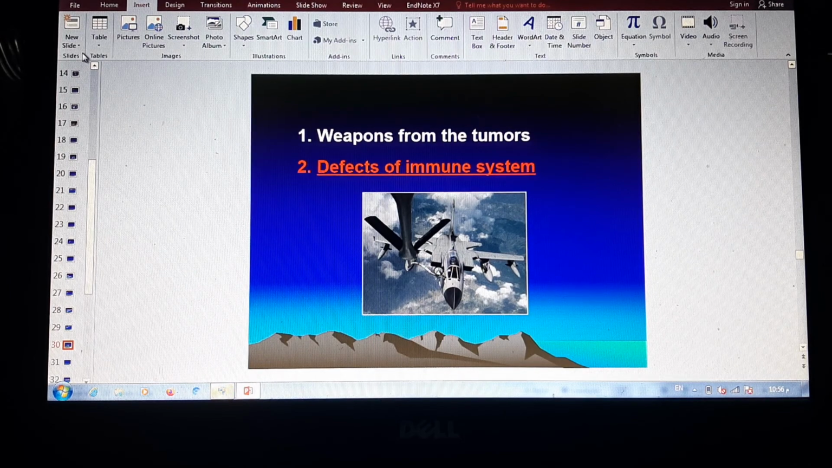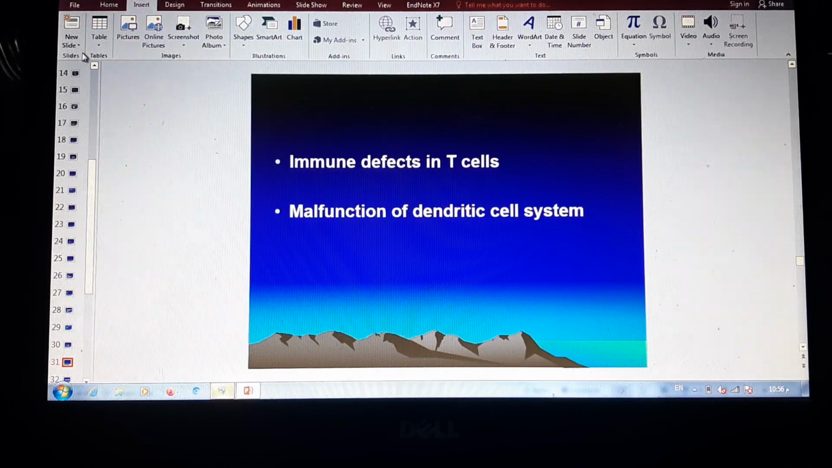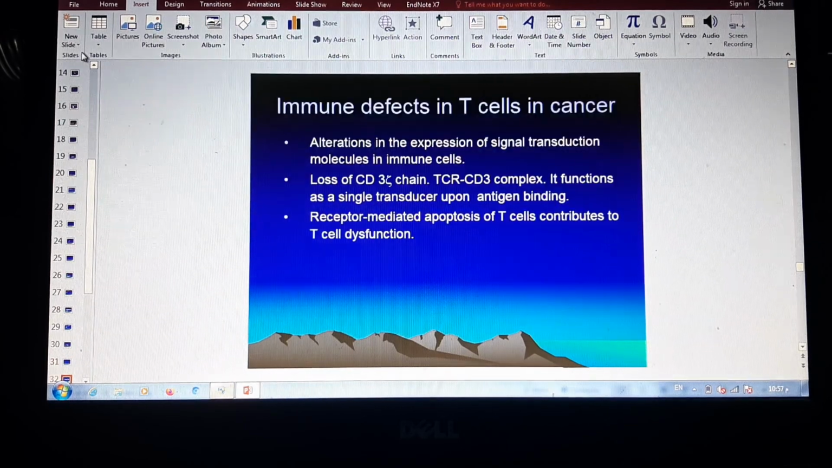The second way that the tumor will become victorious over the immune system is if there are any defects of the immune system itself that will lead to tumor progression. Maybe there are immune defects in T cells or malfunctioning of the dendritic cell system.